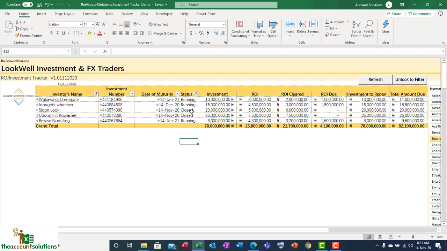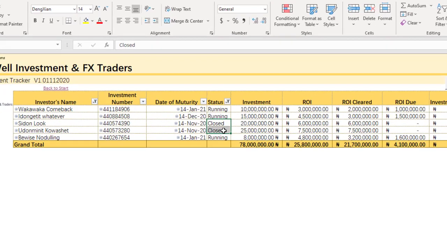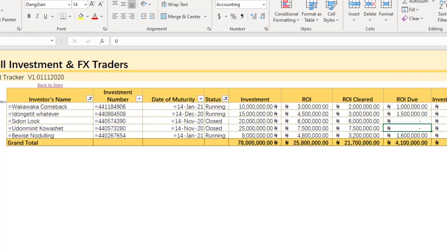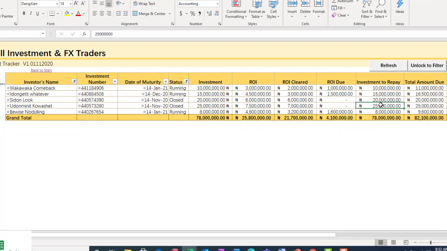So I have two investments that I've closed out. Once it's closed out, on the 14th of December, when you generate your daily payment, they will not appear for ROI payment because it's closed out. Now, but something interesting is happening here. ROI due is 0, but investment to repay is 20 million, 25 million. That means we are still owing these two amounts. So as long as we've not paid back this money to the investors, it will still be on the system as we are owing them this money.